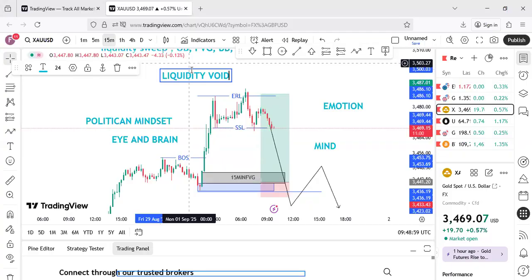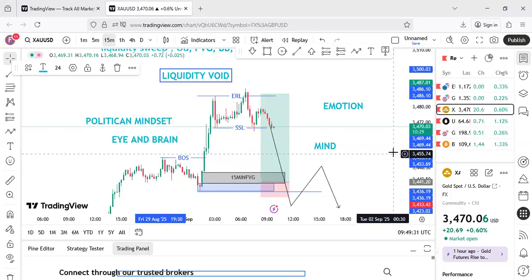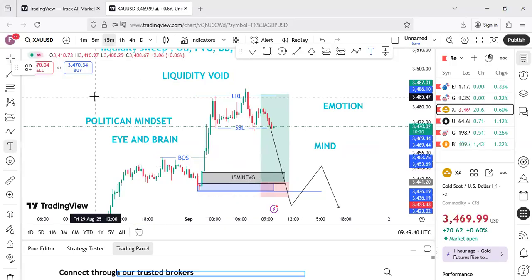I have two definitions here, and I'm going to read out the two definitions. I have a definition of fair value gap as well, but I'll read out the liquidity void first. The first definition says a liquidity void is an area on the charts where price moves too quickly.